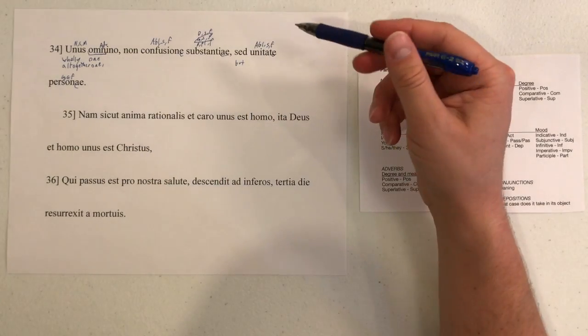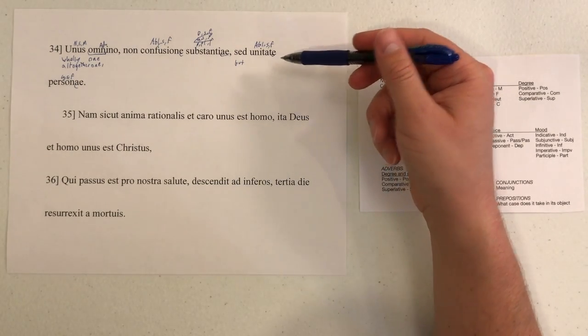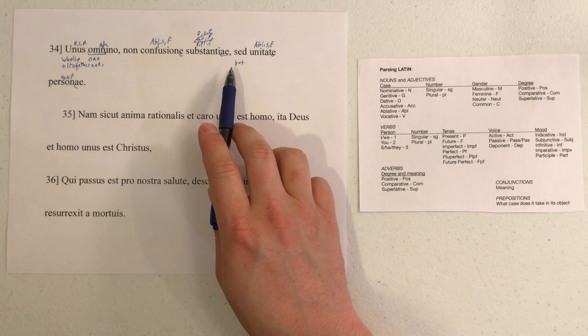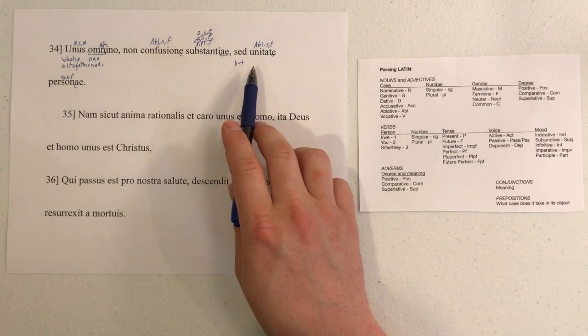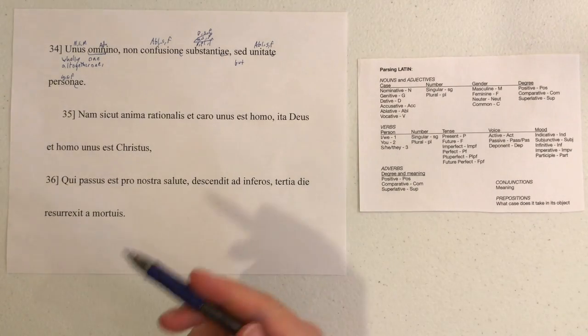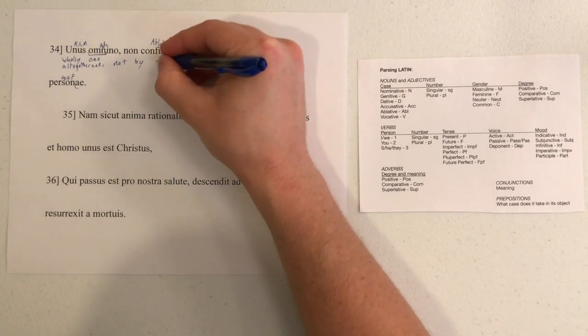And then we would also need to know, will these be using the same ablative function, which would make sense. So not by confusion of the substance, but ablative of means, by the unity of the persons, or of the person. Yeah, I think that makes sense. So that's what we're going to go for. Not by.